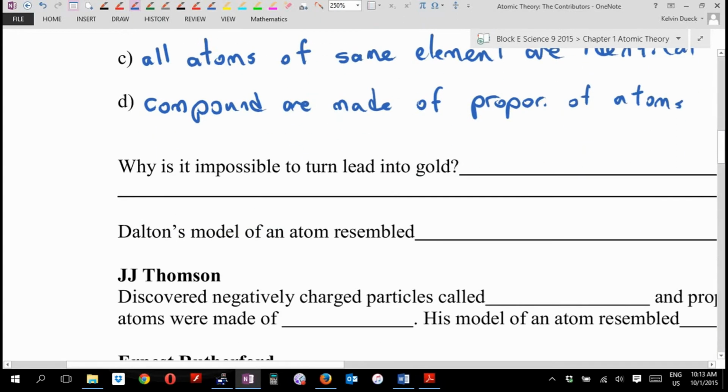Why is it impossible to turn lead into gold? You don't know this yet, but maybe the textbook told you. The reason is lead has more, what's P plus an abbreviation for? Protons.